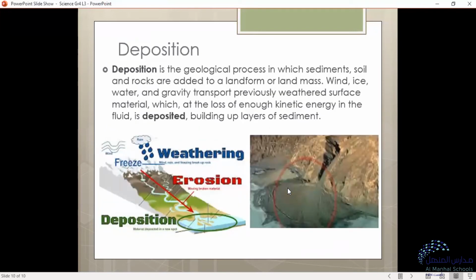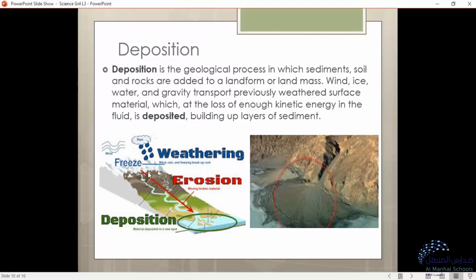Deposition is the geological process in which sediment, soil, and rocks are added to a landform or land mass. Wind, ice, water, and gravity transport previously weathered surface material which, at the loss of enough kinetic energy in the fluid, is deposited, building up layers of sediment.